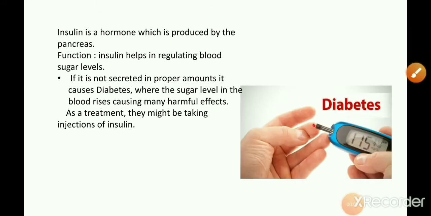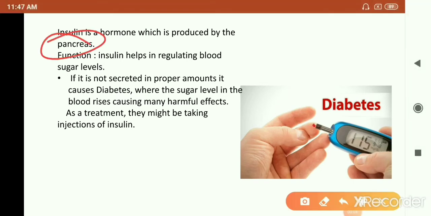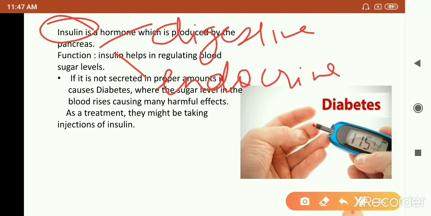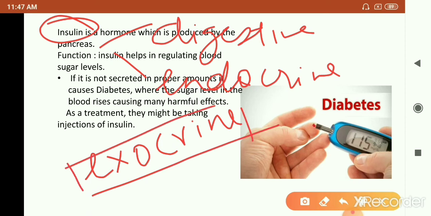The next gland is the pancreas, and the pancreas secretes a hormone called insulin. Remember that the pancreas has two roles to play. It has a digestive role and it has an endocrine role. It is actually called a heterocrine gland because it is both exocrine and endocrine. The term exocrine is not there for class 10, but exocrine glands are those glands which pour their secretions into ducts, and endocrine glands are those which pour their secretions directly into the blood. So the pancreas is both exocrine and endocrine.